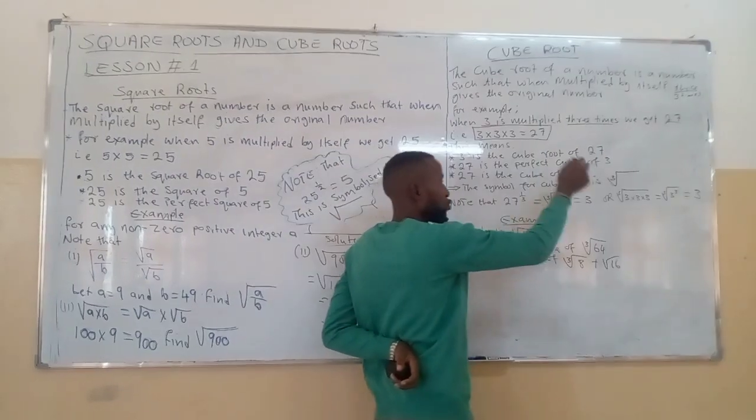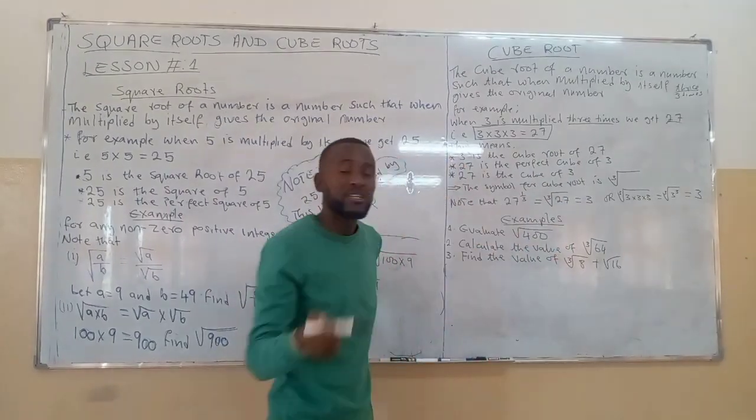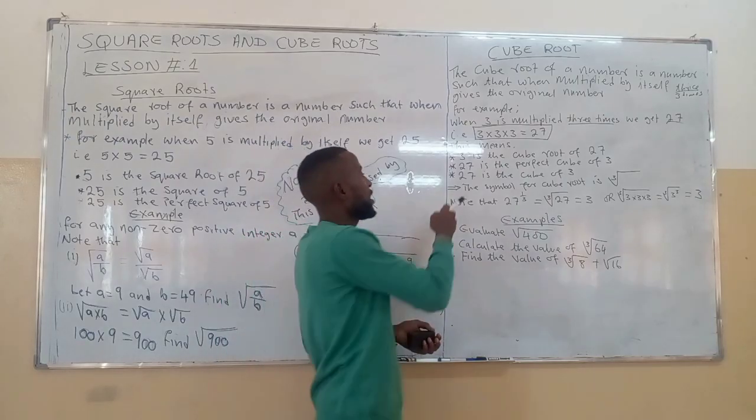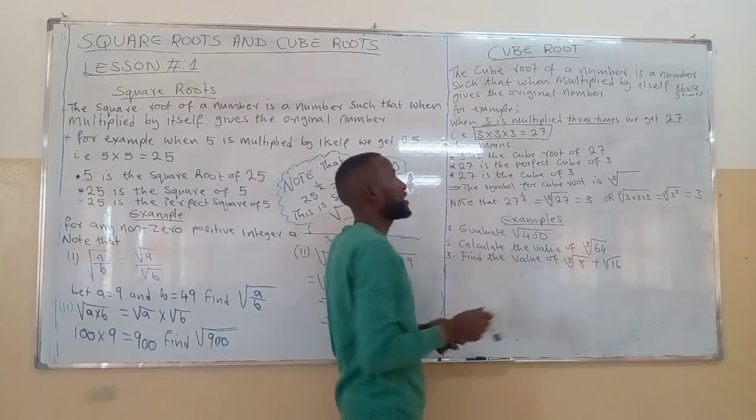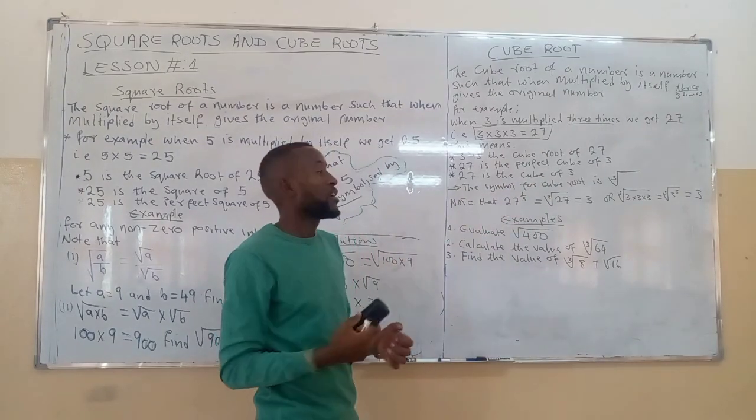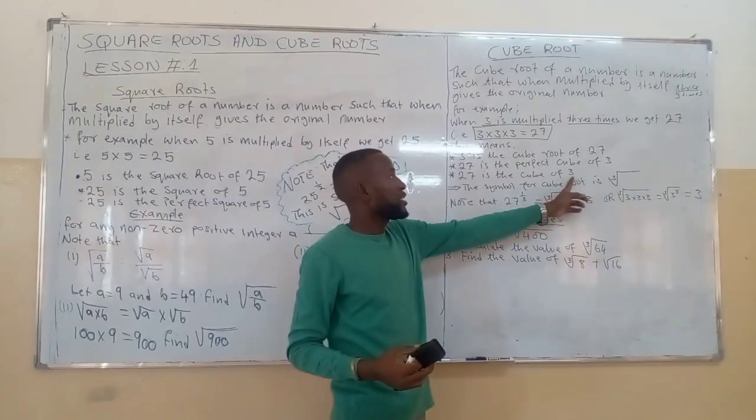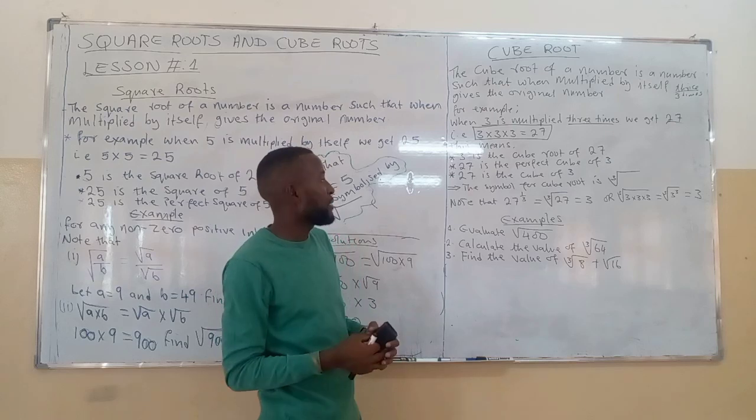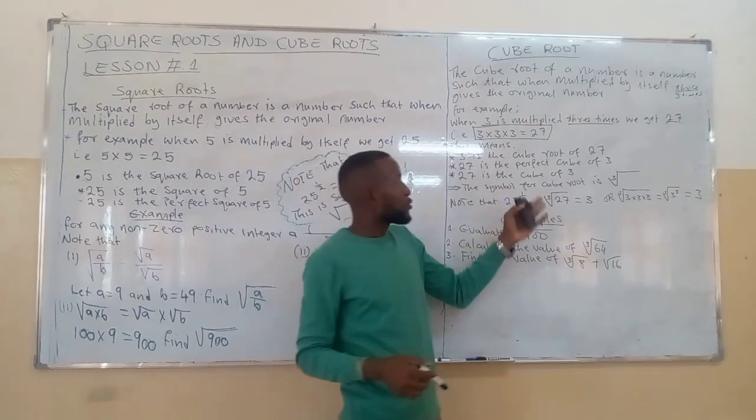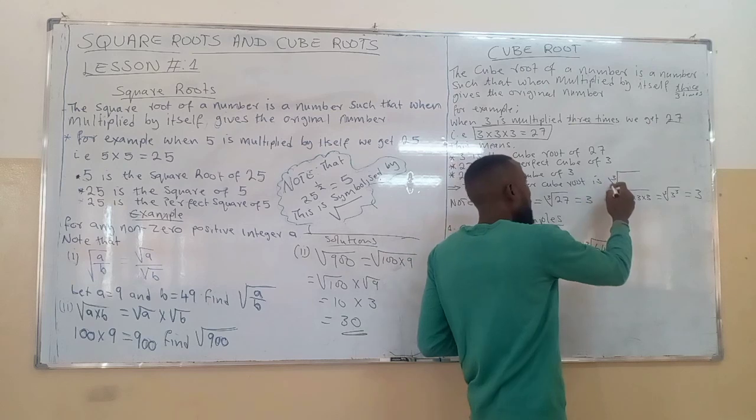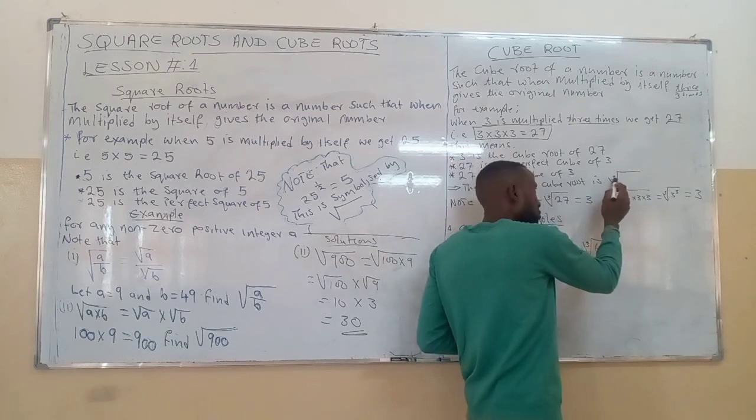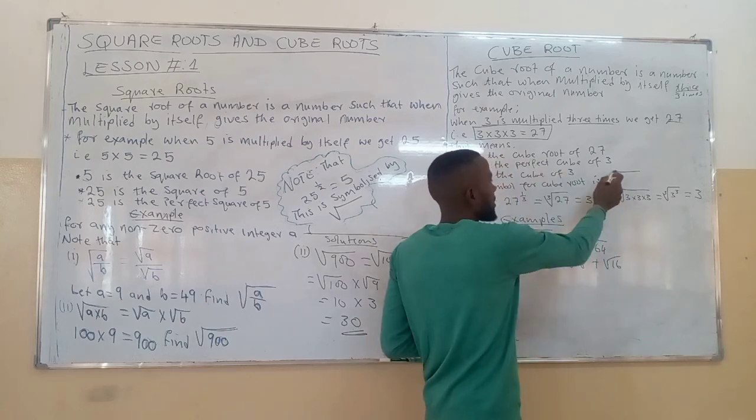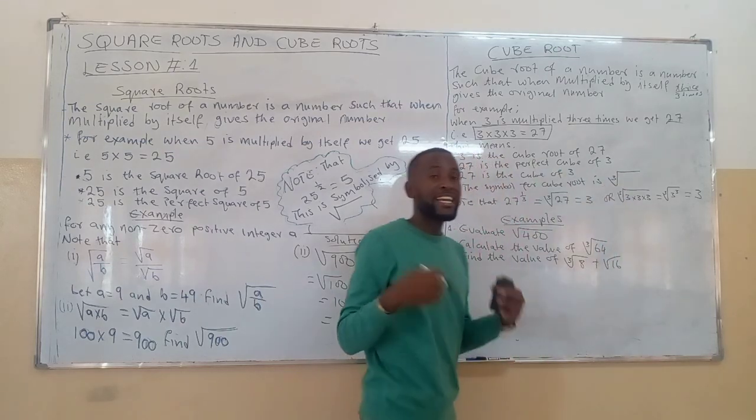27 is the perfect cube of 3 because 3 can go into 27 without leaving a remainder. So 27 is the cube of 3, because when I say 3 to the power 3, I get 27. That is what they mean. Now, the symbol for cube root is simply the square root symbol, but instead of putting 2, we put 3. That symbolizes the cube root. Once you see the 3 there, just know that we are talking of the cube root.